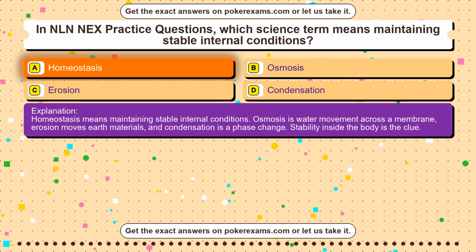Homeostasis means maintaining stable internal conditions. Osmosis is water movement across a membrane, erosion moves earth materials, and condensation is a phase change. Stability inside the body is the clue.